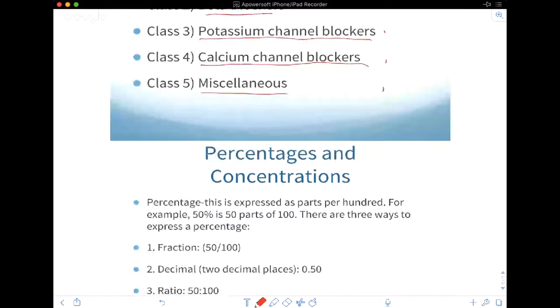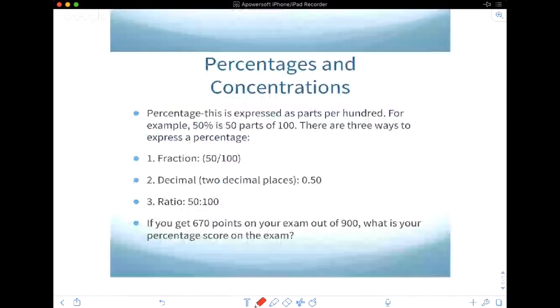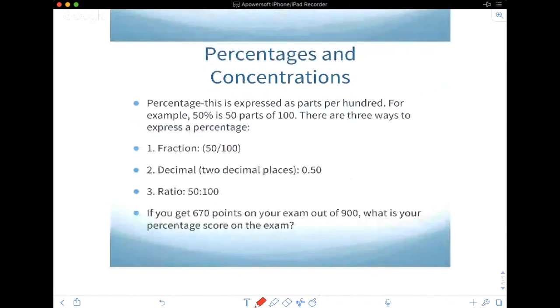All right, now we're on to the math. This is exciting. Oh my goodness, I hope you're as excited as I am.